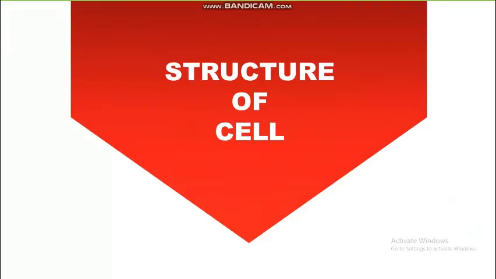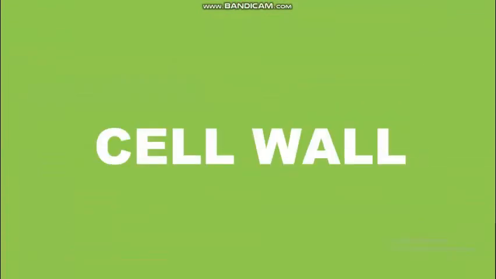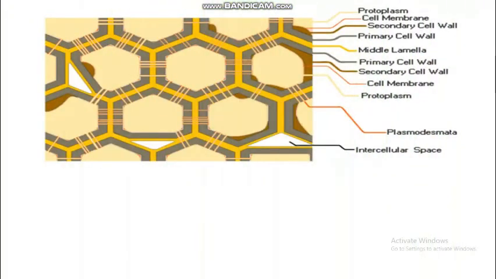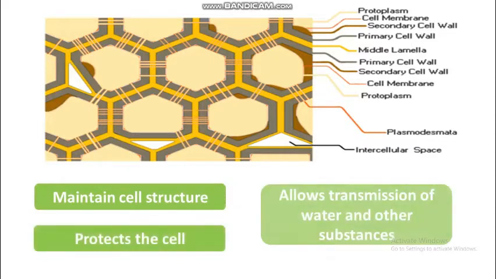Coming to the structure of the cell, we will be discussing slowly the different parts of a cell, starting with the first one, that is the cell wall. As you can see over here, this is how the cell wall looks, and this cell wall is a rigid layer of polysaccharide lying outside the cell membrane of the cells of particularly plants, fungi and bacteria. Coming to the functions of the cell wall, they mainly help in maintaining the cell structure, protect the cell, and allow transmission of water and other substances.